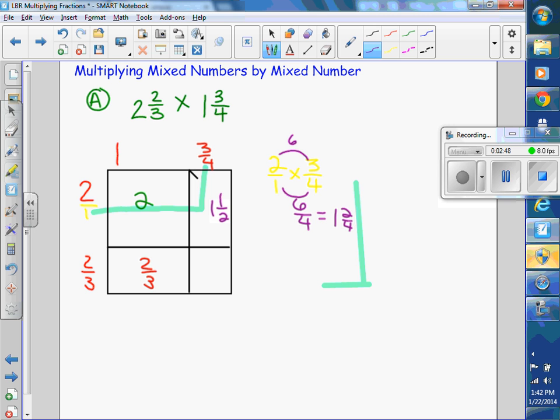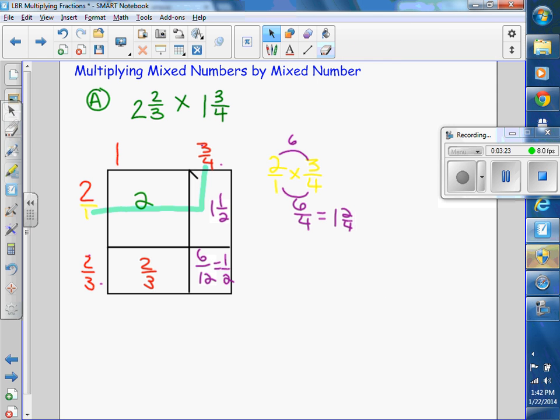And then the last one, Nolan, what would I have to do to get the last box? Right, 2/3 times 3/4. So times the numerator. 2 times 3 gives you 6. And then 3 times 4 gives you 12. And that's the same as 1/2. So those are the parts.